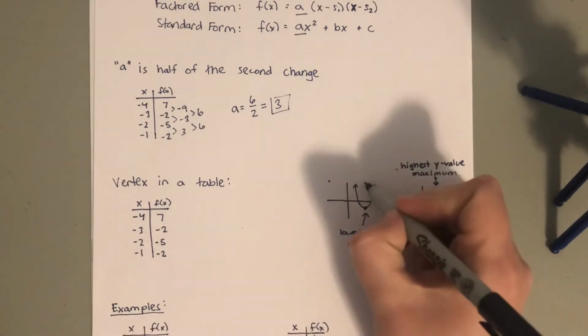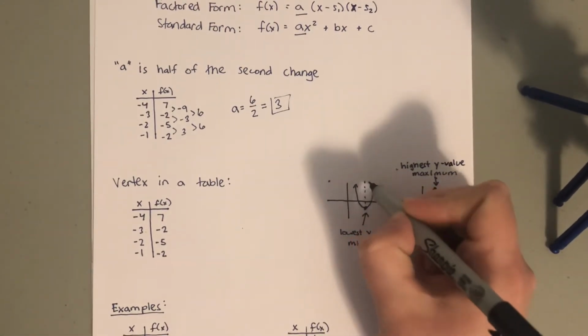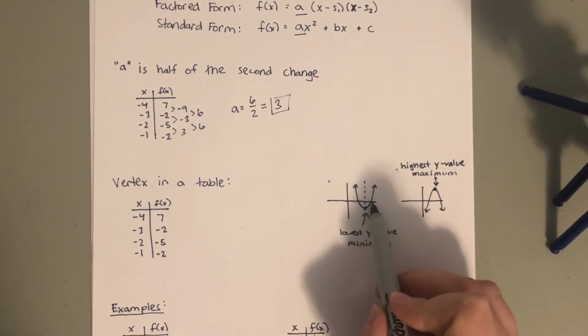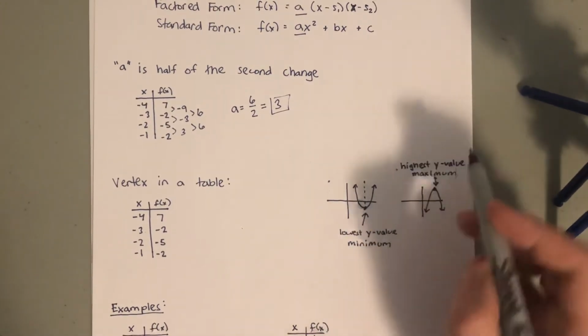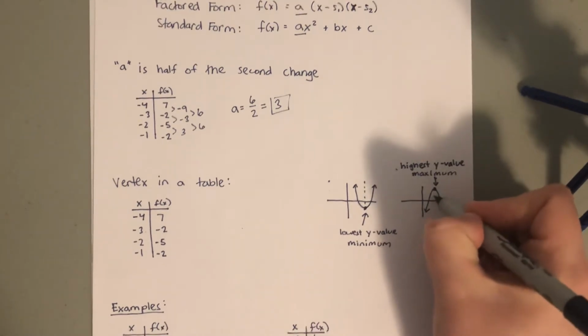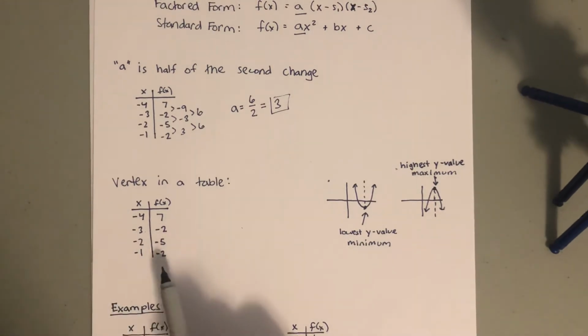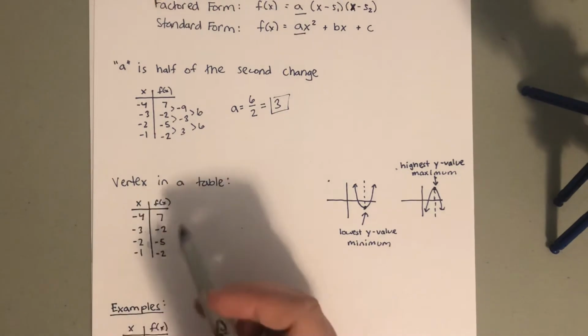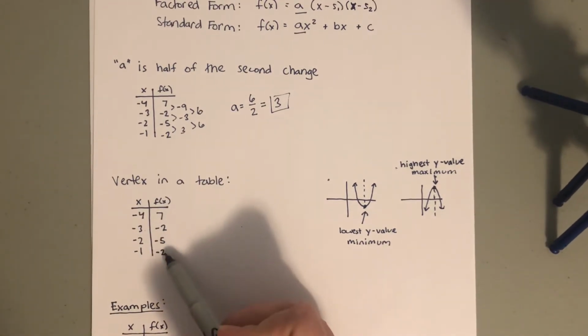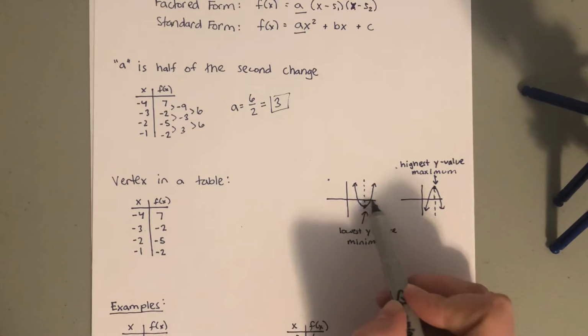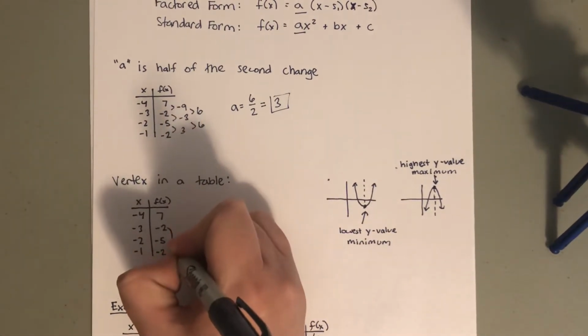So if you were to draw a line through the vertex, it's going to be symmetric on either side of it. Same over here. So we need to find essentially the symmetric line of this table. To do that, we're going to match up things that match each other. For example, this -2 and this -2 are the two symmetric sides of this, the two y values that both go down to -2. So we can match those up.